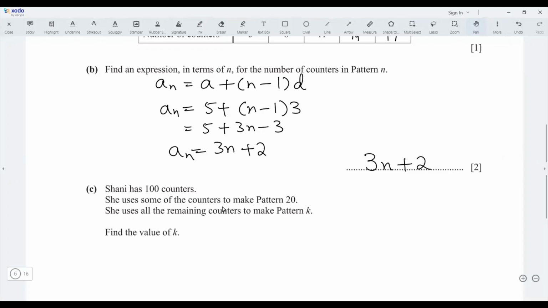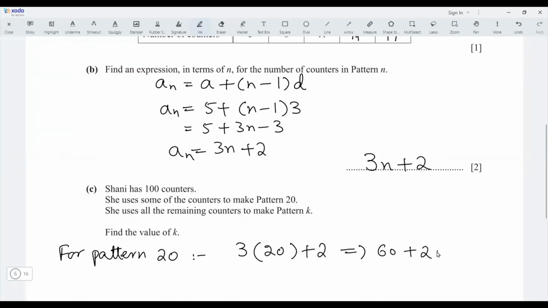N in this case is 20, and she uses all of the remaining counters to make pattern k. So if n is 20, we can find the number of counters for pattern 20. For pattern 20, we have to put n equals 20 in this formula. It must be 3 times 20 plus 2. 3 times 20 is 60, and 60 plus 2 is 62. 62 is the number of counters used for pattern 20.